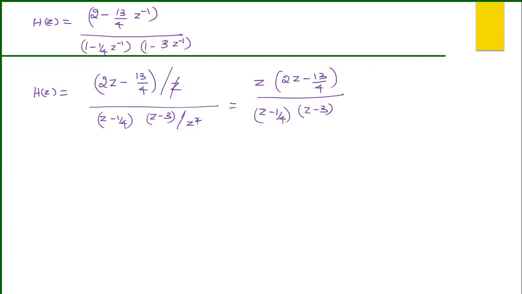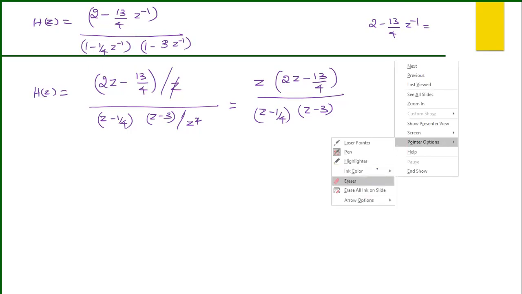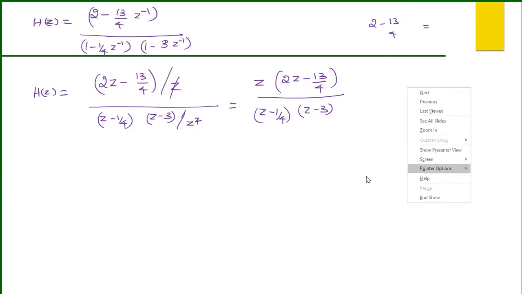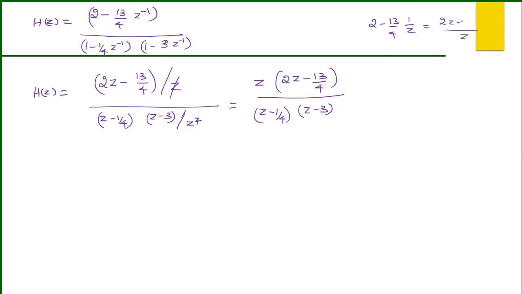Now, how did I get 2 minus 13 by 4 into Z inverse? In the place of Z inverse, I wrote 1 by Z. Now you can take the LCM Z. What will I get? 2Z minus 13 by 4, whole divided by Z. That is what I wrote over here. Don't get confused. Now there are two circles: one is mod Z equal to 1 by 4 circle, another one is mod Z equal to 3 circle.